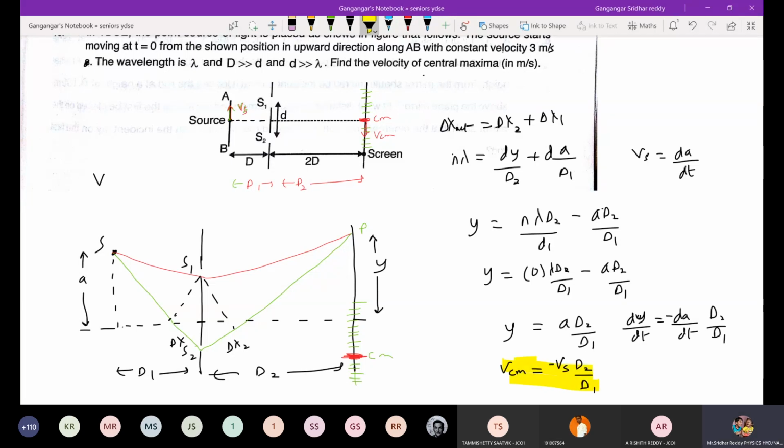Like this, I think now you can bring in SHM problems. If the source oscillates normal to the axis, then what is the equation for SHM of the central maximum? I think you can take help of this. If the source vibrates normal to the axis, like it executes SHM, then we can introduce some SHM in YDSE. That we'll see tomorrow.